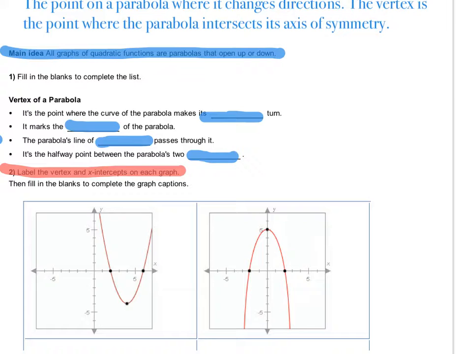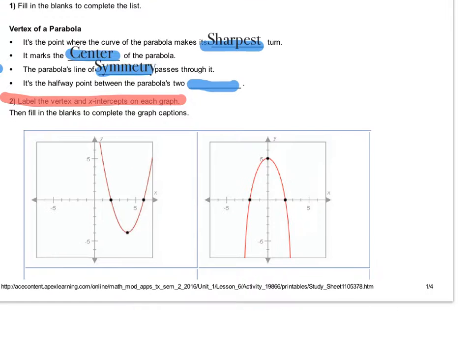We're going to fill in the blanks to complete the list. Vertex of a parabola, these are some characteristics of it. It's the point where the curve of the parabola makes its sharpest turn. All right. It marks the center of the parabola, your vertex always locates the center. The parabola's line of symmetry passes through it. So symmetry, that's a familiar word right there. Symmetry just kind of is like a mirror or like a reflection. It's the same on both sides of the vertex. All right, and it's also the halfway point between the parabola's two x-intercepts. That's our new word that we just learned today, x-intercepts, once again.